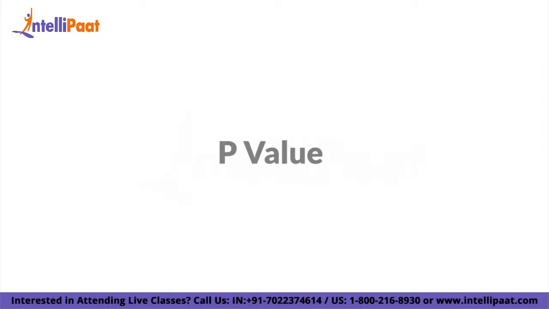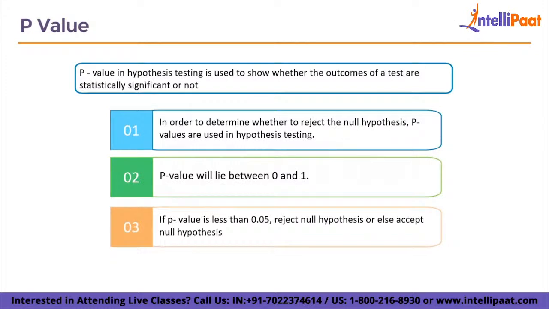Now next, the concept of p-value is here, and it is a really important one. So let's understand what is p-value. The p-value in hypothesis testing is used to show whether the outcomes of a test are statistically significant or not. Let's understand in a simpler way. In a simple way, I can tell that p-values are used in hypothesis testing to help to decide whether to reject or accept the null hypothesis. The p-value will lie between 0 to 1, right?